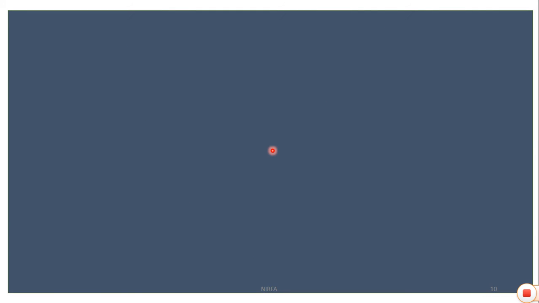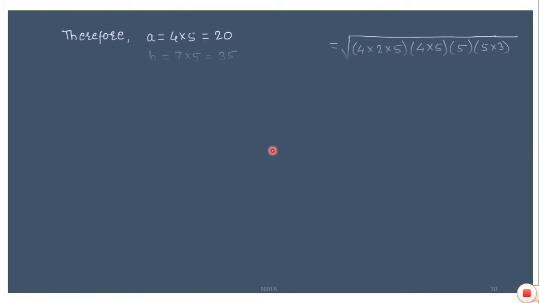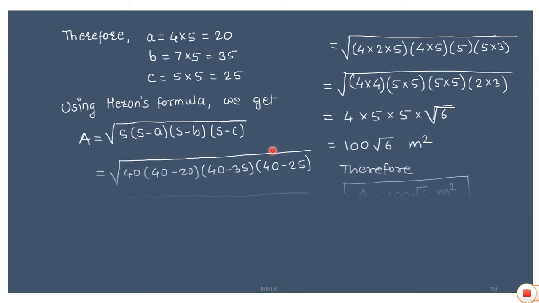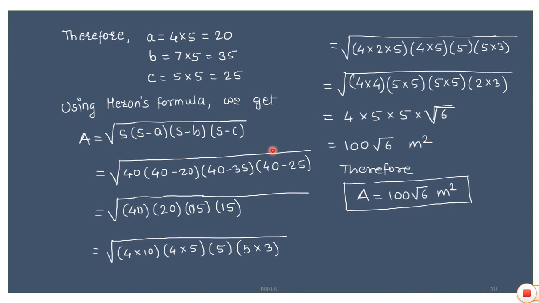So the values of a, b, c are given. Write Heron's formula, and now put the respective values of S, a, b and c, and after subtraction I will get the product of these four numbers. Now, this is a 5, so I am searching for another number which can be split into two numbers, and one of the factors should be 5. So I can write this 15 as 5 into 3.